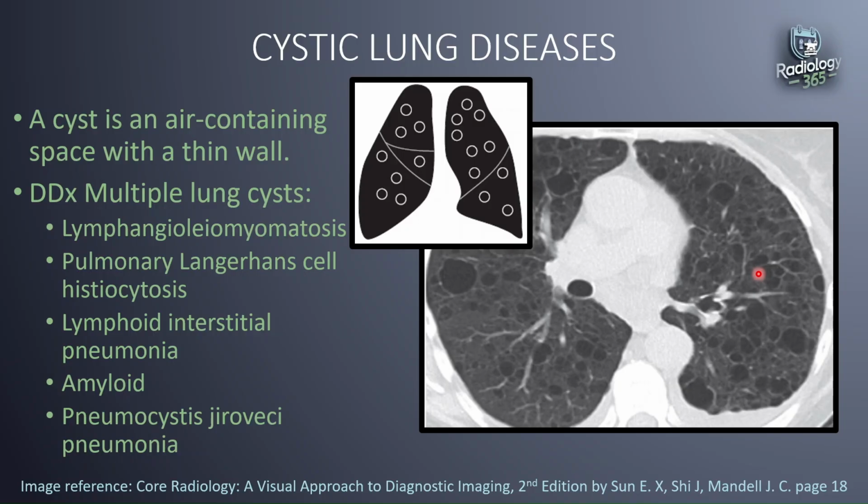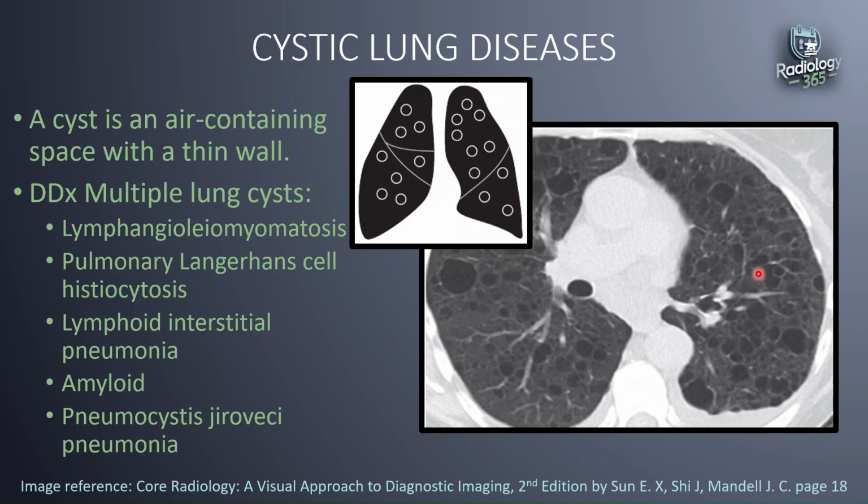Now we shift gears to cystic lung diseases. So a cyst in the lung is an air containing space with a thin wall. That's different from cysts in other parts of the body that are fluid containing. Cysts in the lungs are air containing spaces with thin walls.